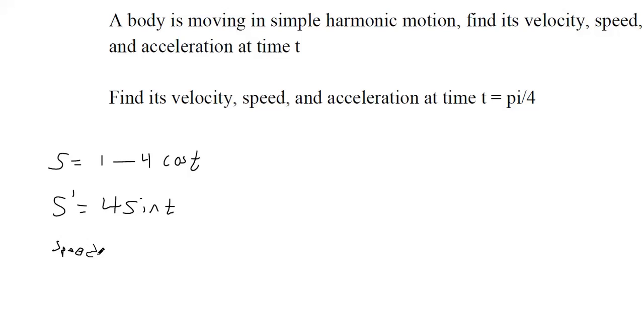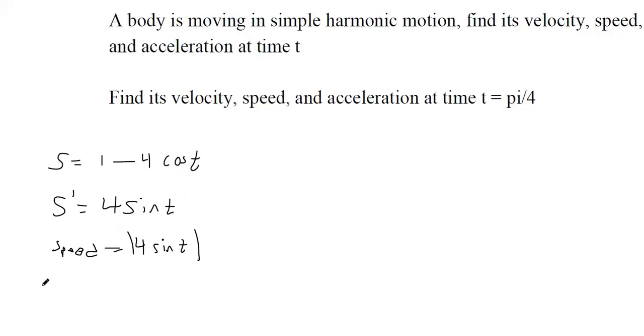So the speed is the absolute value of 4 sine t, because sine dips into the negatives. So this could be negative in some places, so we need the absolute value symbol. If you're going backwards 20 miles an hour, or forwards 20 miles an hour, your speed either way is 20 miles an hour. Your velocity could be negative 20, because velocity depends on whether you're backing up or going forward.